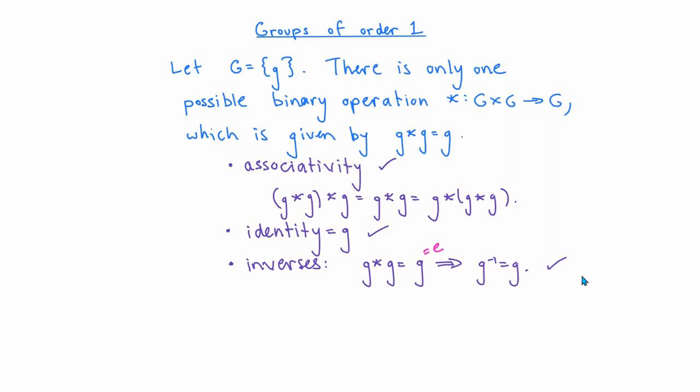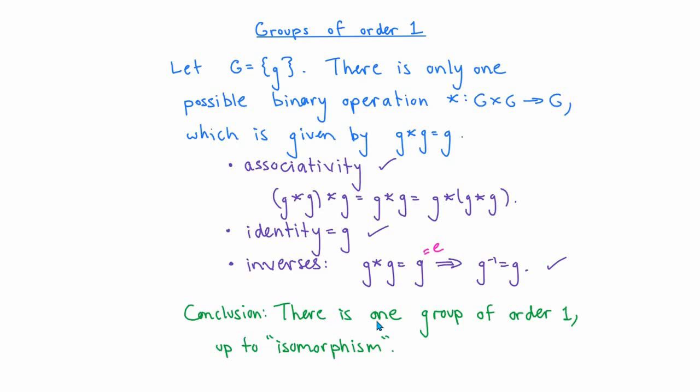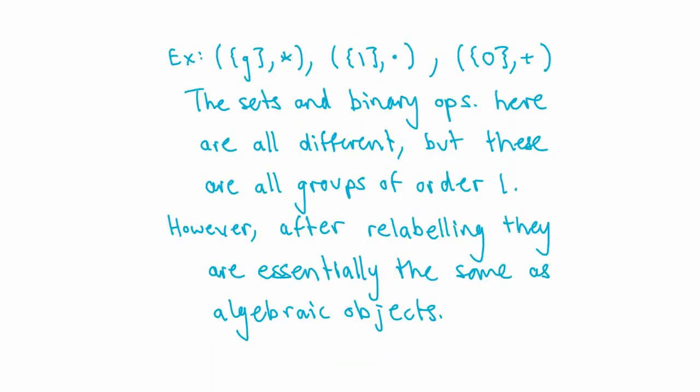Now, we didn't really have any flexibility in any of these decisions, so that means that there's really only one group of order 1. But if you think about it, we could have called the element of that group something else, and we could have labeled the binary operation differently. That would have made things look a little different, but it wouldn't have changed the essential algebraic structure of the underlying group. Therefore, to be precise, we say that there's only one group of order 1 up to isomorphism. We're going to talk a lot in later videos about what isomorphism is.